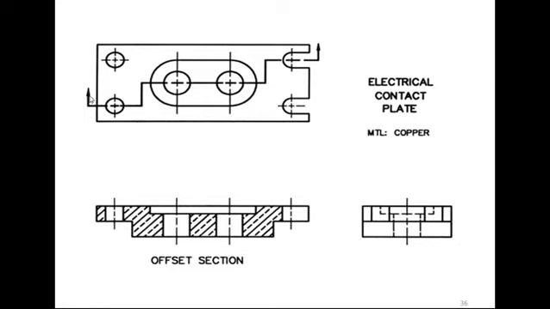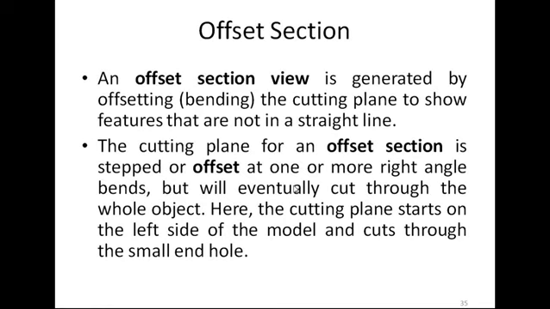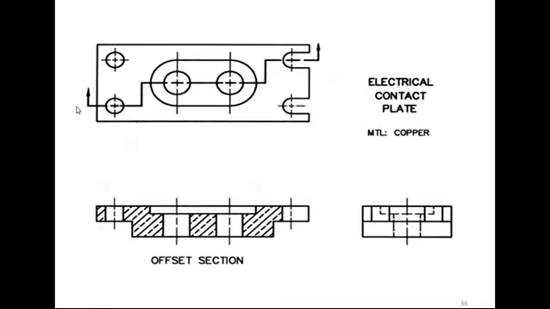I will show you. This is a top view of our object, having so many different types of holes. This is a different type of hole. Again this is different. Again this is a different cut, and we want to show that in one sectional view. So because of this we will use an offset section here. So we will take one cutting plane here like this. That cutting plane will pass through all these features.